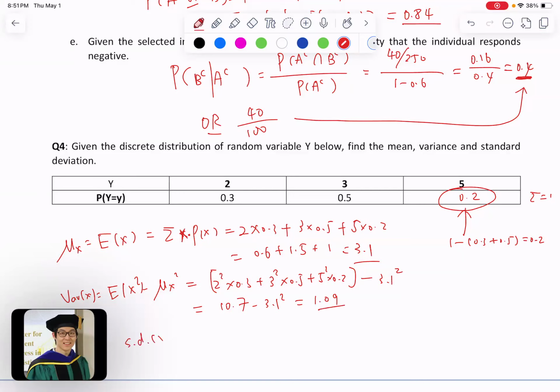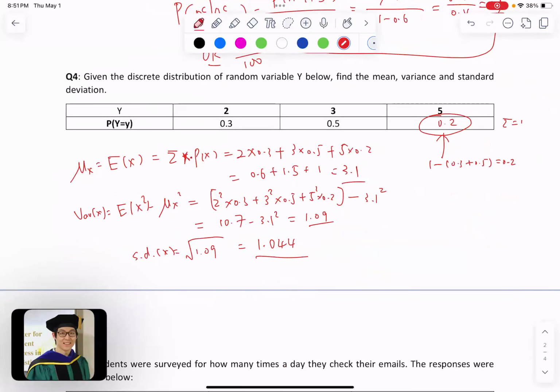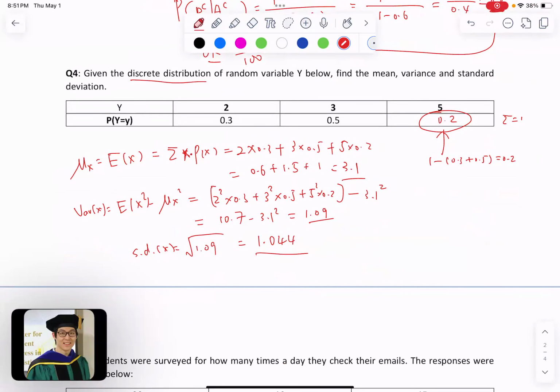So standard deviation of x is square root of the variance. So that is 1.044. So we got the standard deviation as well. So that's for a discrete distribution problem.